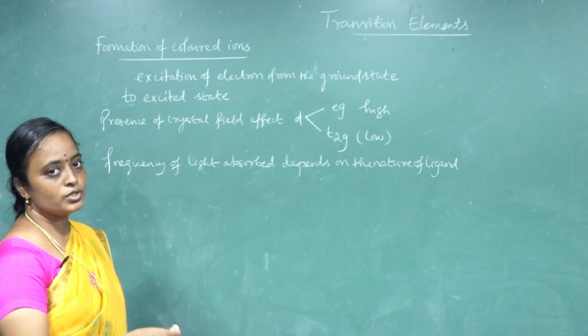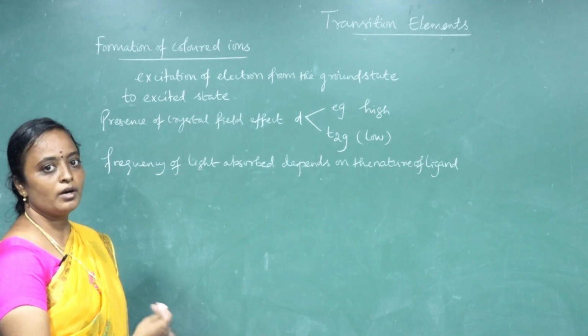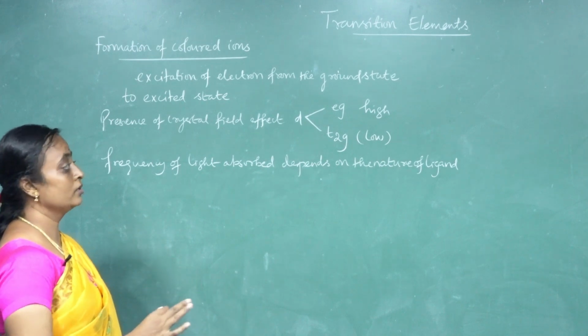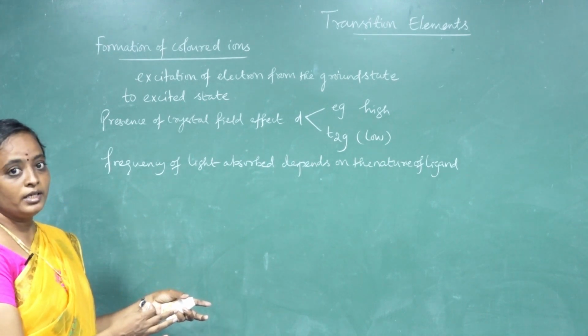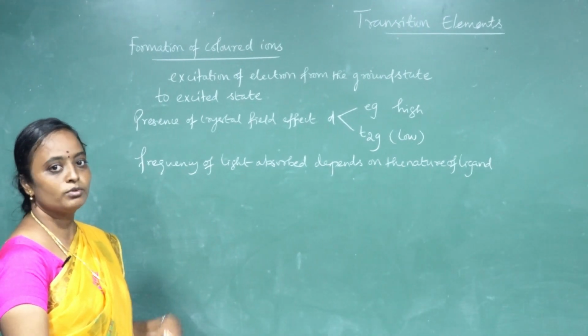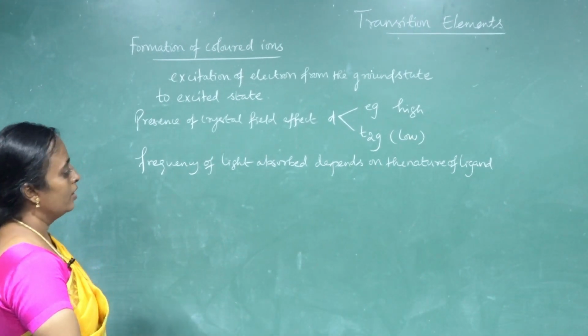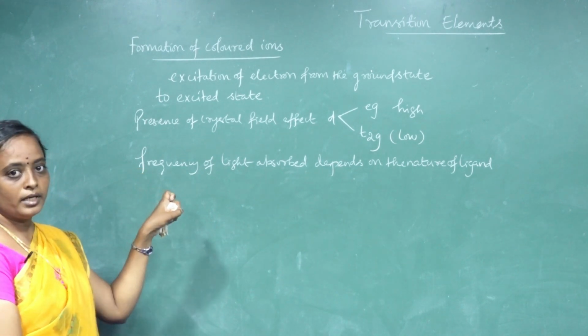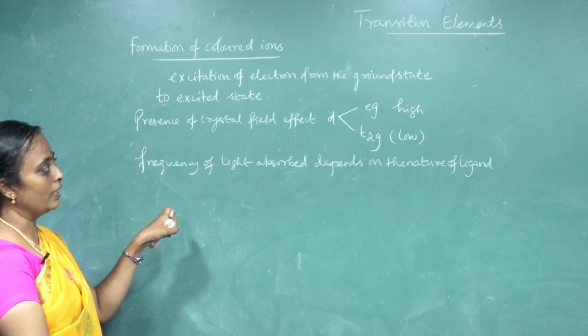Ligand weak field or strong field, and based on that we have to select the frequency of light that should be absorbed, because absorption of light is what generates the movement of the electron from the lower energy level to the higher energy level. Like this, I am going to take one example and explain how color is formed.